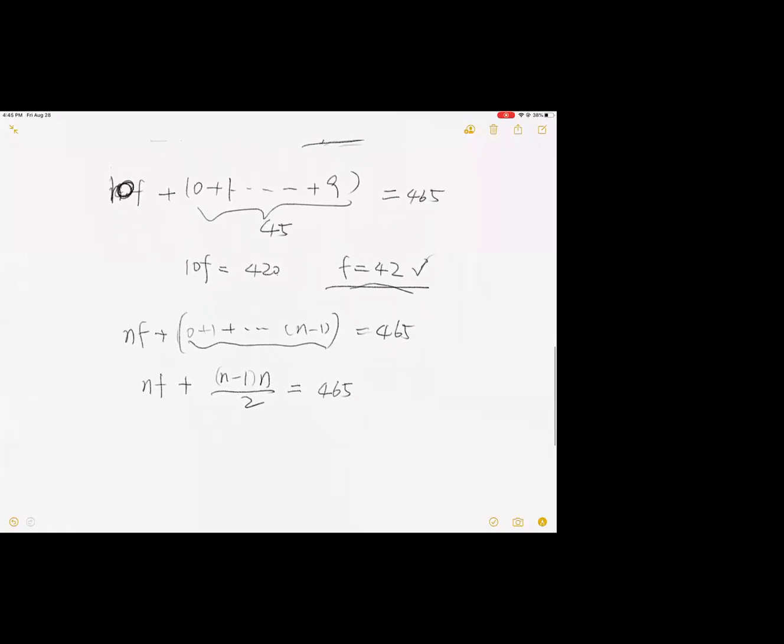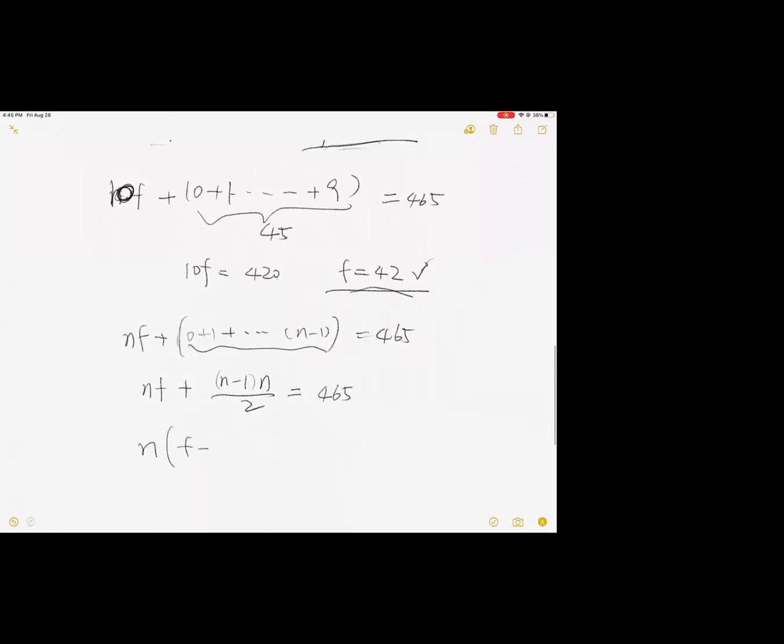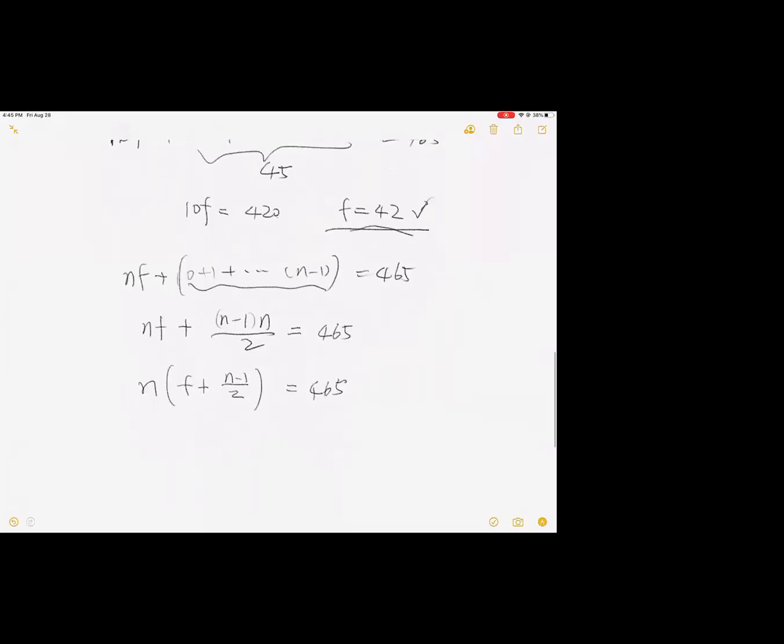So I factor out N: N times F plus N minus 1 over 2 equals 465. So N would have to be a factor of 465. Why is that? Because this doesn't have to be an integer, right? In order to factorize it, you want to make sure both of them are integers. So now you have one thing that may or may not be an integer. What do you do?